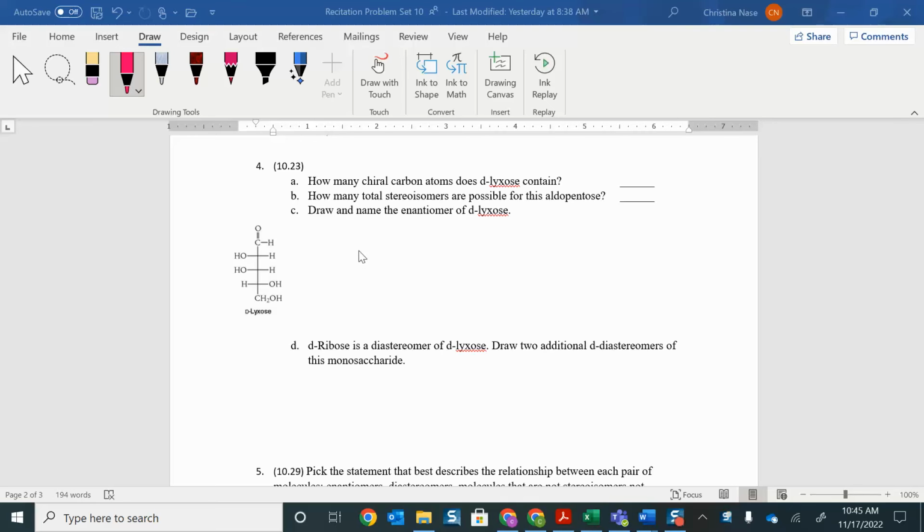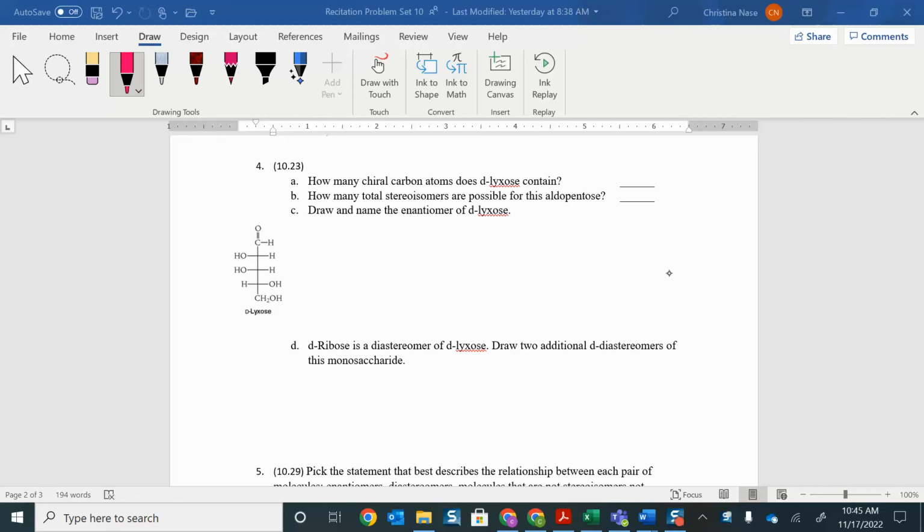Okay, now we have a Fischer projection here of a monosaccharide, and we're going to try to figure out how many chiral carbons it has. Again, chiral carbons need to have 4 different groups attached to them. So this first carbon has a double bond to an O, and it only has 3 bonds. It's not going to be chiral.